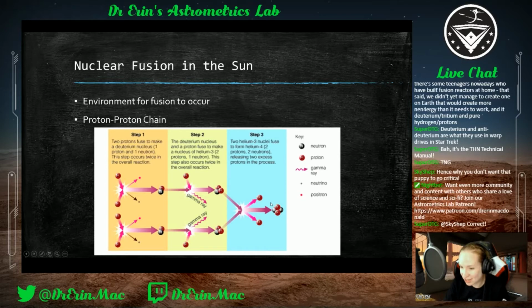If you want to block all of this out, the overall process that happens is you have 4 protons, these guys, come together and form a helium atom. That's how I always describe it, right? You have a bunch of hydrogen coming together, fusing helium. When that happens, energy gets released. That energy that gets released is gamma rays, neutrinos, and positrons.